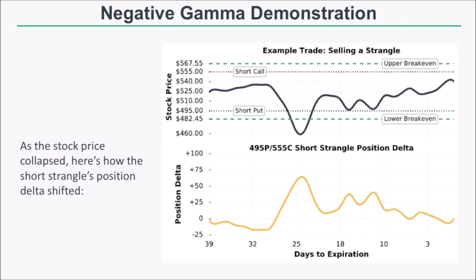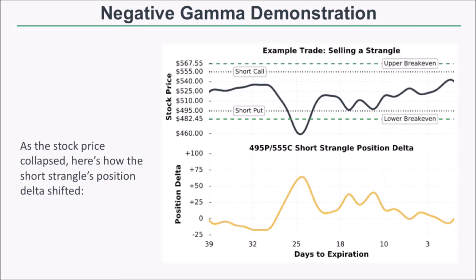So as we can see in this example, the stock price remains relatively flat over that first week or so, but then really collapses to around $460. Now, at the same time, we can see that the position delta of the short strangle gets more and more long as the stock price is decreasing. So initially when we put the strangle on, the position delta was right around 0, which means we really didn't have any directional exposure to changes in the stock price. Now, as the stock price fell to $460, the position delta rose to about plus 70.